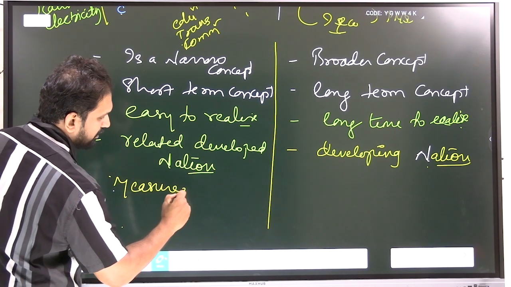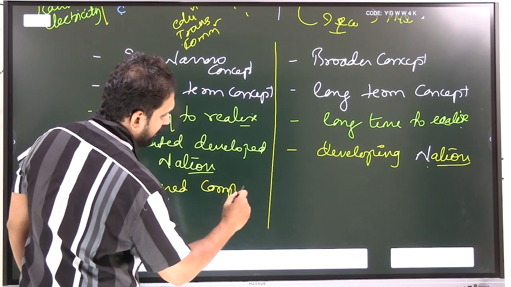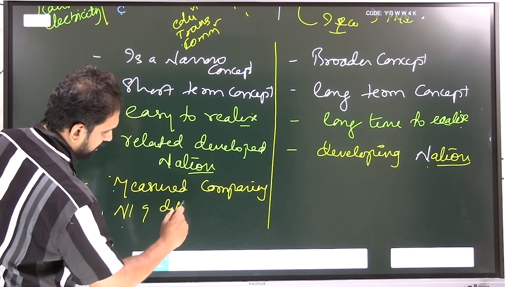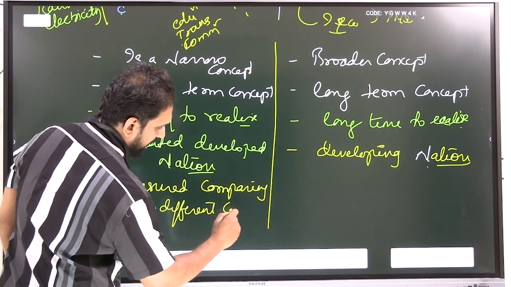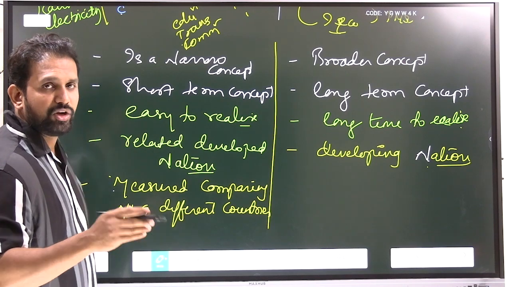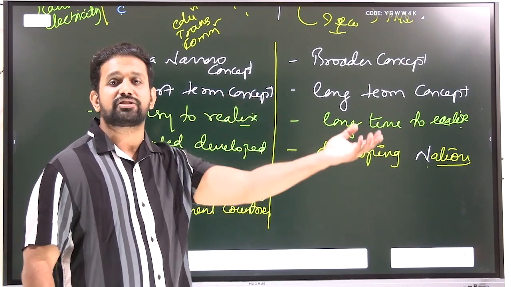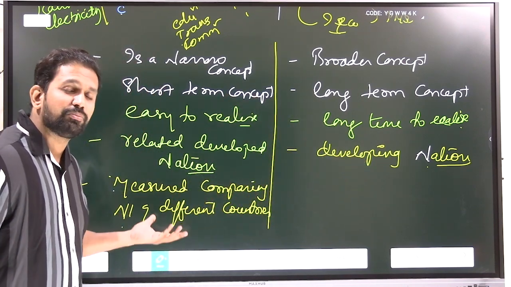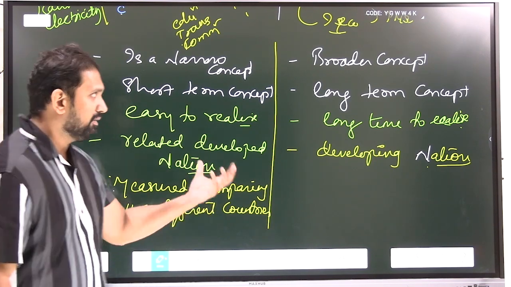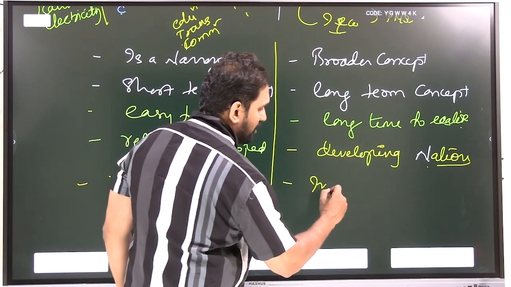Growth is measured by comparing national income of different countries, which is done by the IMF. India is the 6th largest economy, or India is the 5th largest economy, US is the 1st largest economy. So basically it is measured in terms of national income by the IMF. Whereas economic development is measured in terms of what?